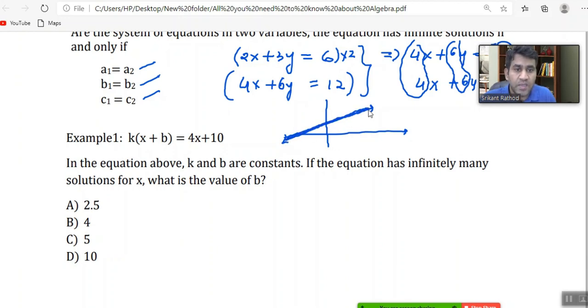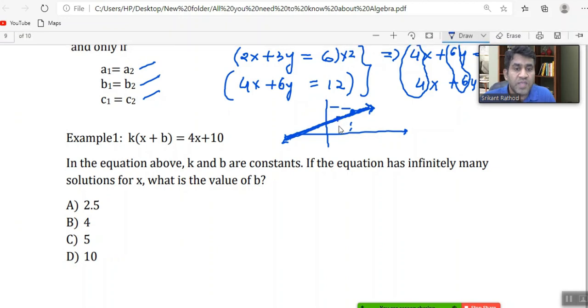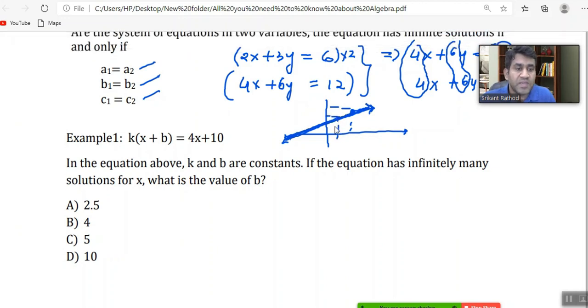So that is what we call overlapping. Whatever point you consider for x and y, the same value will hold for both expressions. So that's why we say the given system of equations has infinitely many solutions.